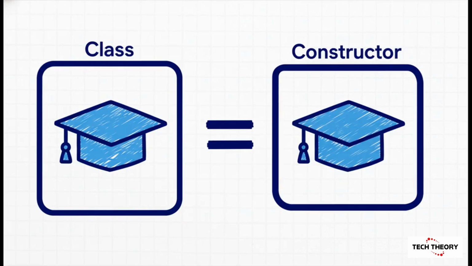So how do you spot one of these in the wild? It's super easy. A constructor method will always have the exact same name as its class. So if your class is called student, the constructor is also called student. No exceptions. That's the rule.